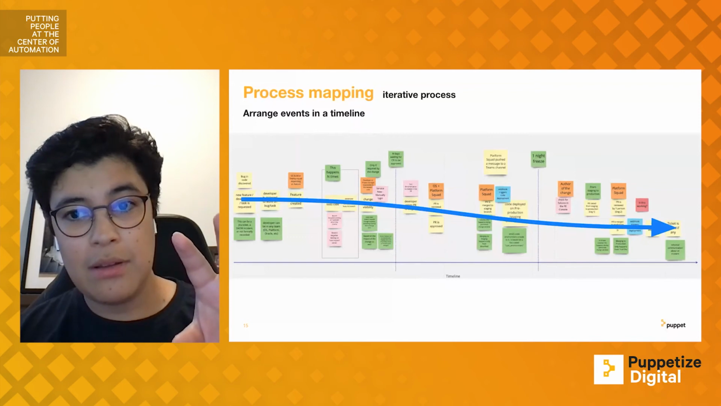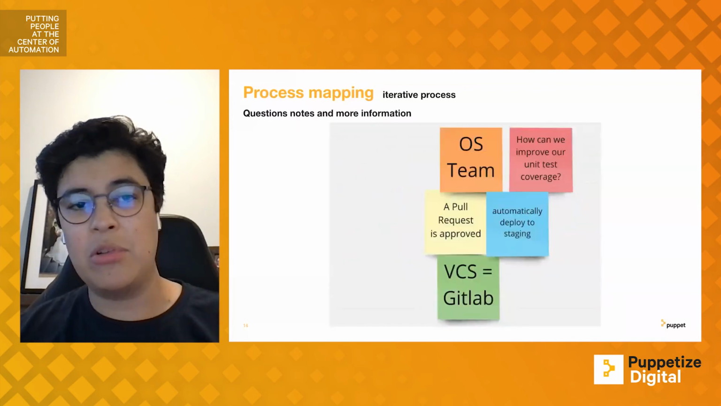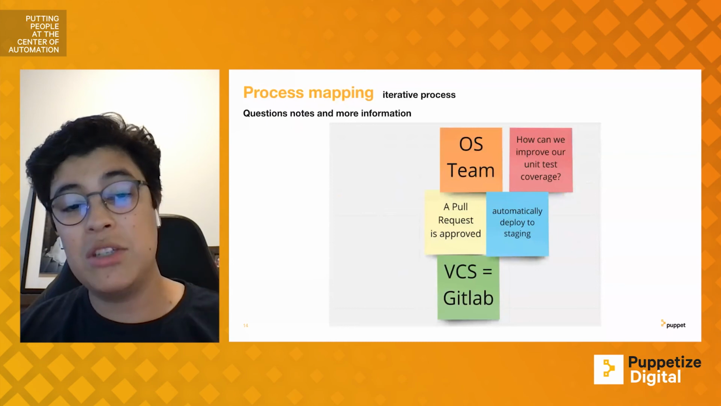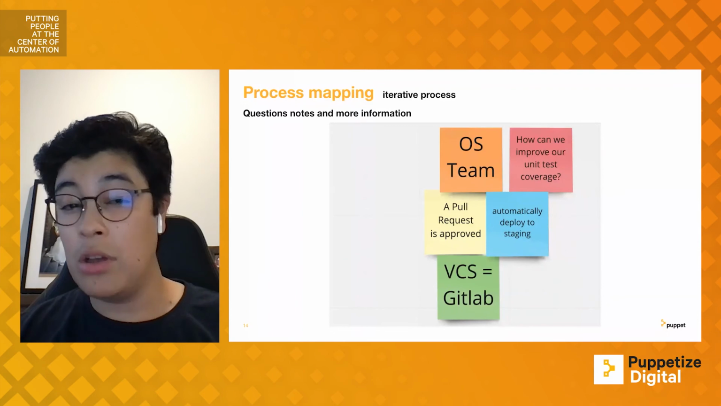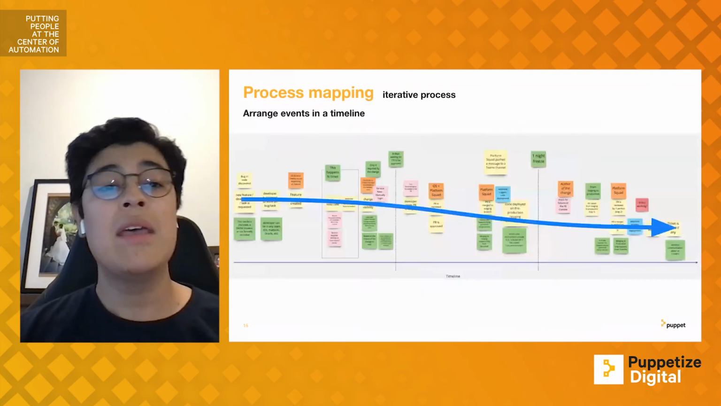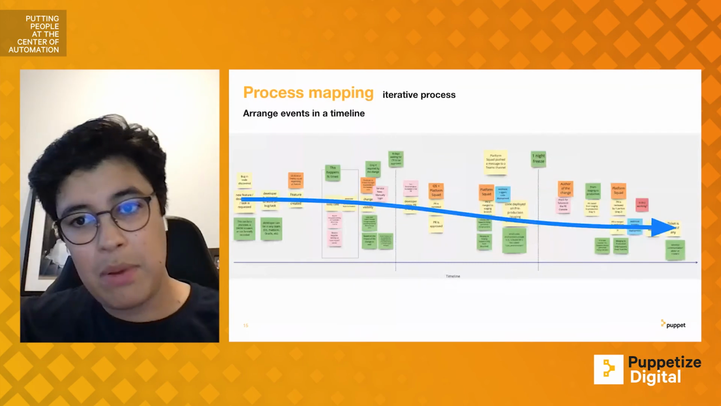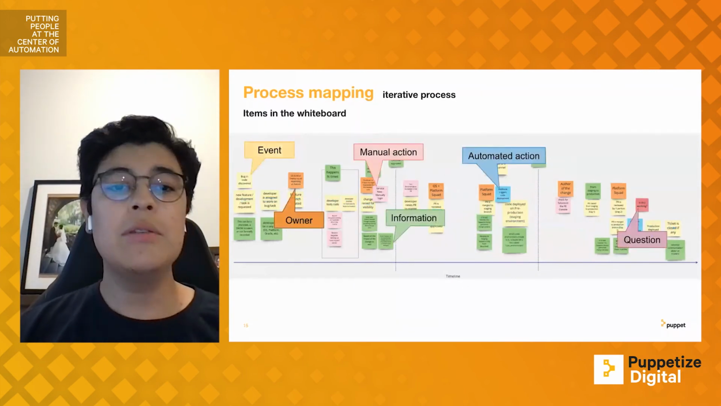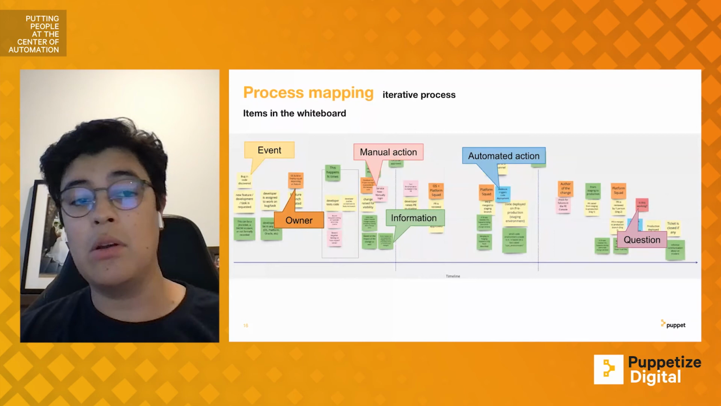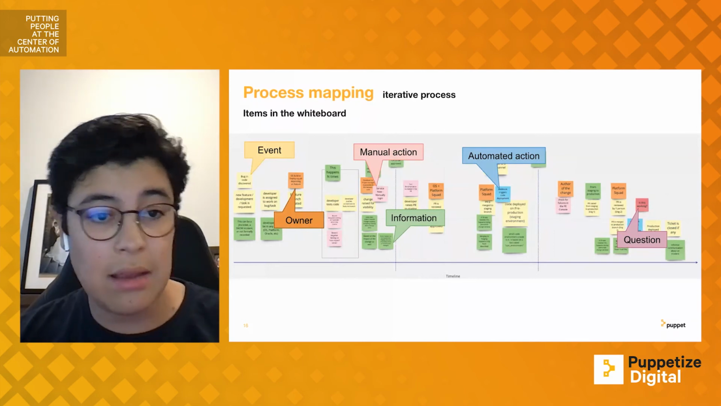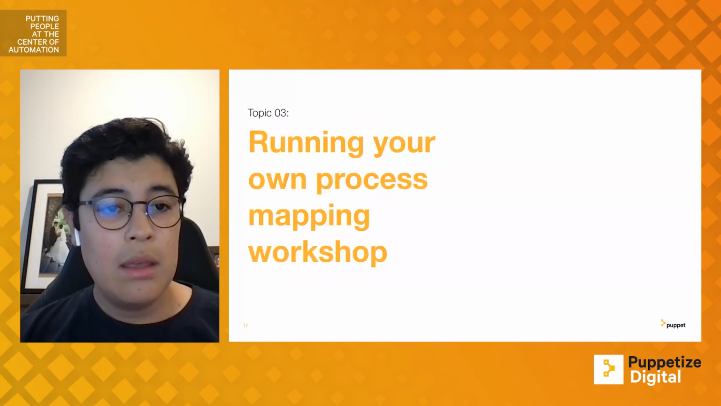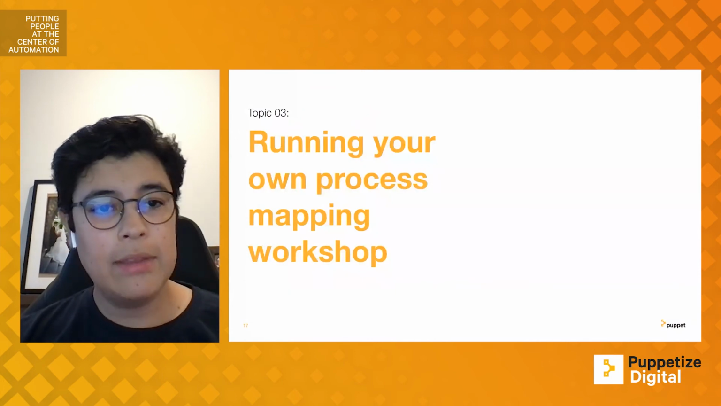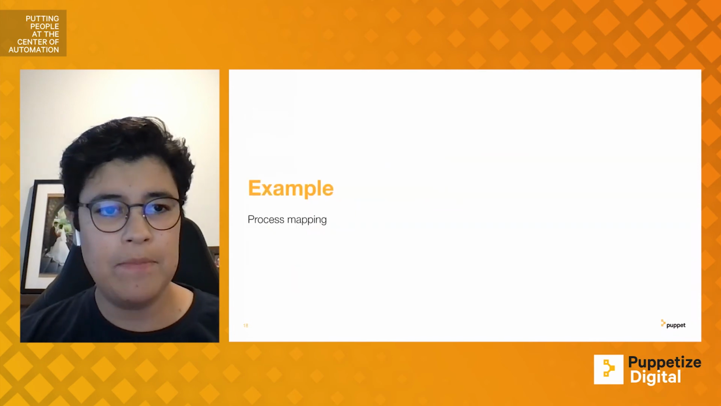Once the event is there, then the process, remember, of who's the owner, which type of actions we do after this event is present. Do we have more context to share there? Do we have questions? That process kicks in, and we continue mapping the whole timeline. So this is one example. You can see all the different colors there, what the color represents: event, owner, manual action, information. And yeah, so here are the tips of how you can use process mapping in your organization.